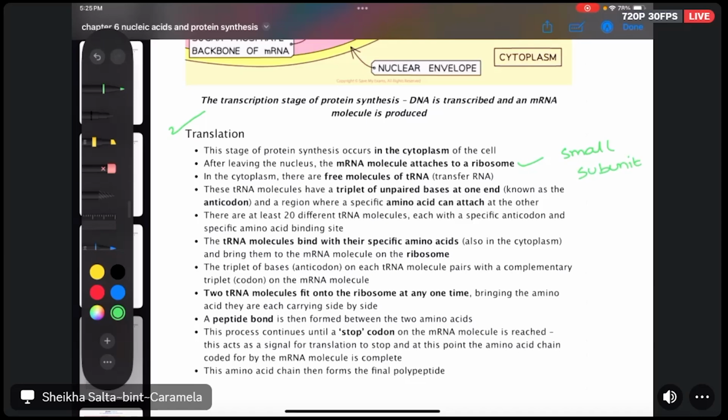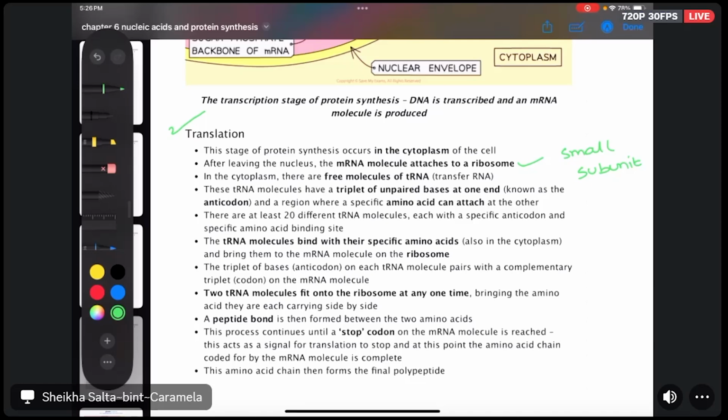And then in the cytoplasm, there are free molecules of tRNA. These tRNA molecules have triplets of unpaired bases at one end of the molecule, and their specific amino acid on the other end. So the tRNA molecules have anticodons and the mRNA has codons. Since there are at least 20 different tRNA molecules, each having a specific anticodon, a tRNA molecule binds with its specific amino acid and brings it to the ribosome where the mRNA is already present.